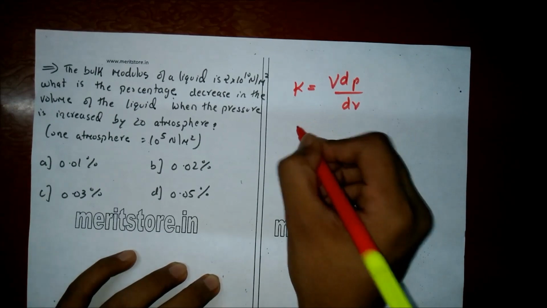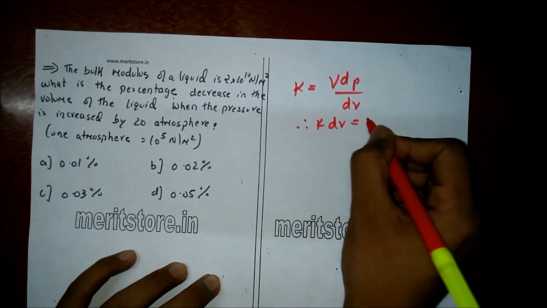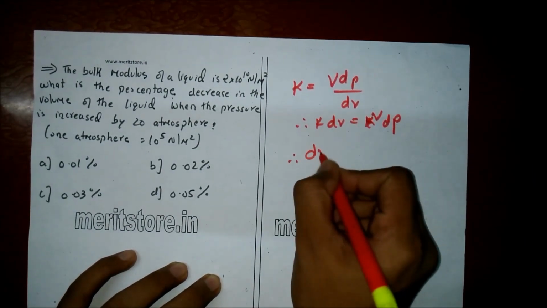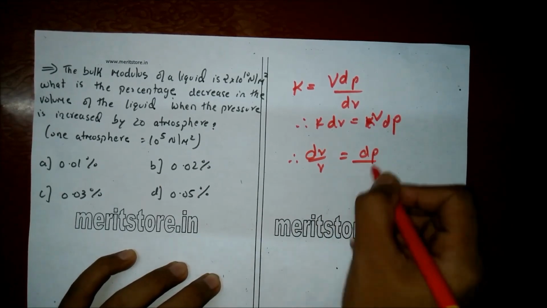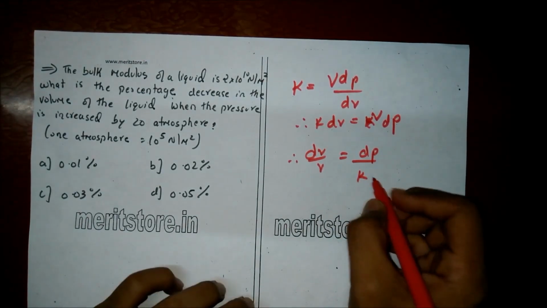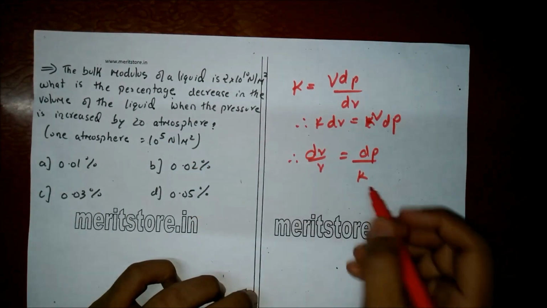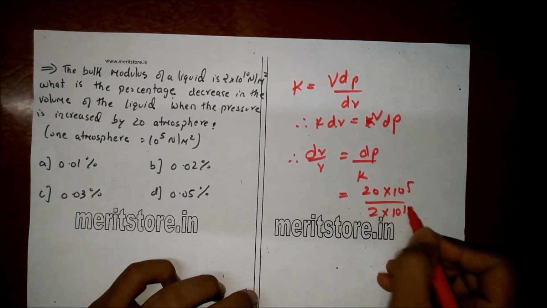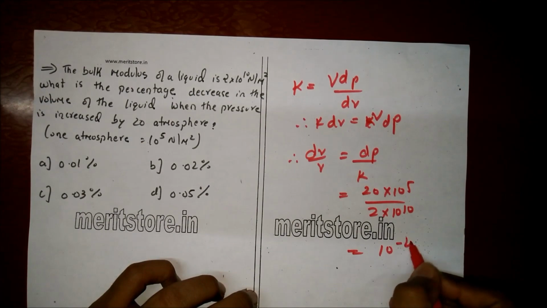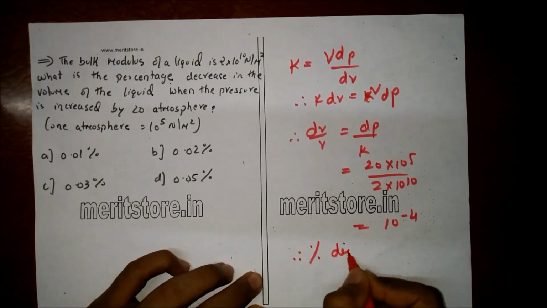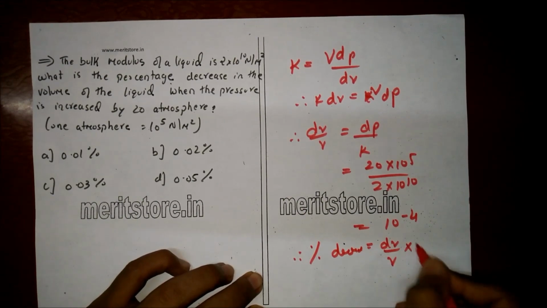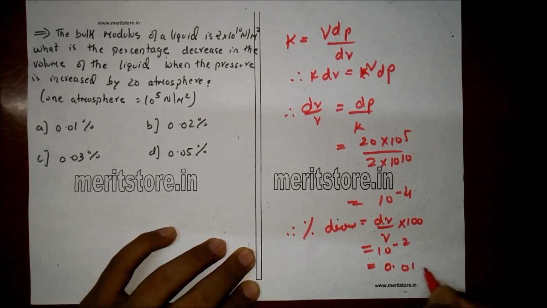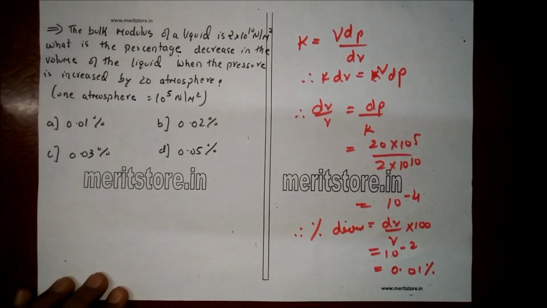dV. Therefore, dV upon V is equal to dP upon K. Here, we know the bulk modulus is given as K and the pressure is increased by 20 atmosphere. Therefore, 20 into 10 raised to 5 upon 2 into 10 raised to 10, which is 10 raised to minus 4. Therefore, the percentage decrease is given by dV upon V into 100, which is 10 raised to minus 2, which is 0.01%. Therefore, here the correct answer will be option A.